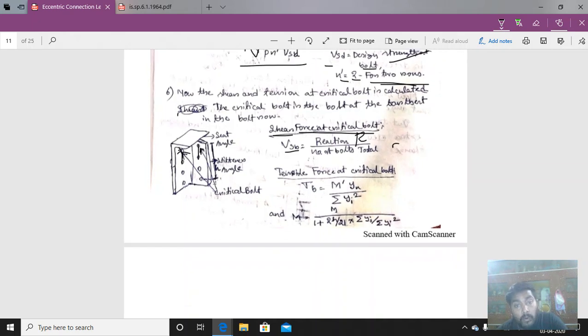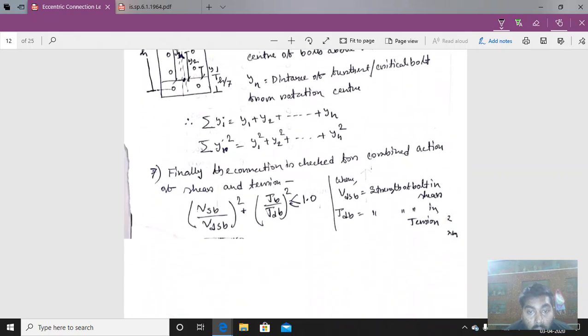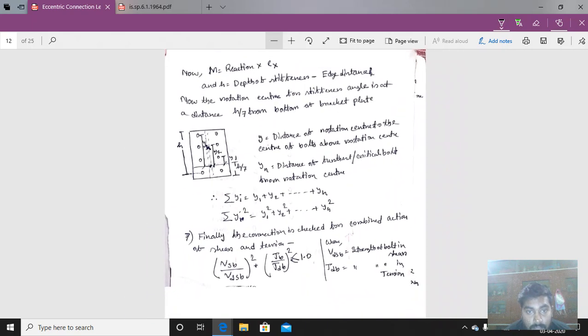And coming to the very important portion, the tensile force at the critical bolt. When we are determining the tensile force TB, it is determined by this formula: m dash into yn divided by summation of yi square, where m dash equals m divided by 1 plus 2h by 21 into summation of yi by summation of yi square. I will discuss all the terms present here. This is the formula.